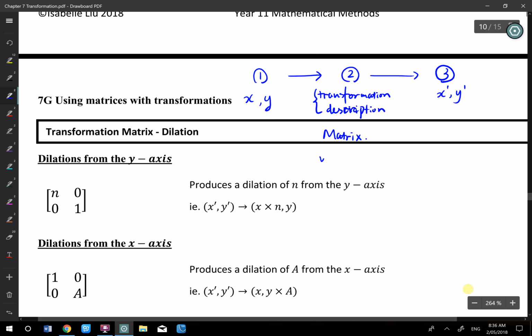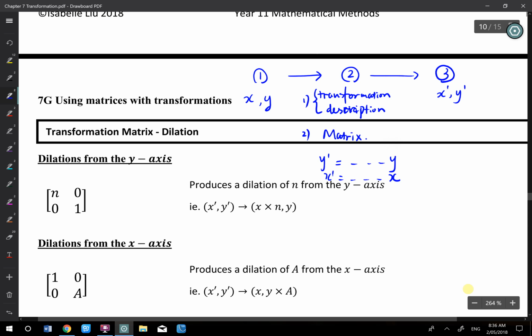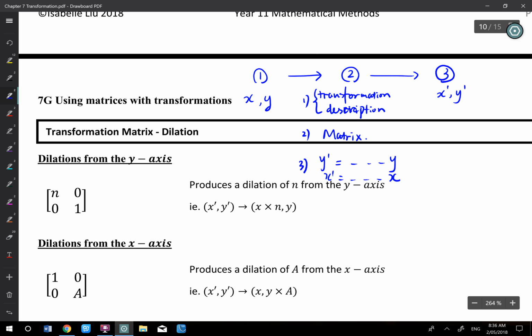We will have y dash equals some y, x dash equals some x. That's what we can get from step 2. Or if we want to know what the description is, we will make x dash y dash the subject and then describe it. So step 1, 2, and 3, those 3 things are equivalent now. Given any of these, you should be able to write the other 2. They all belong to step number 2, but they can swap between each other.